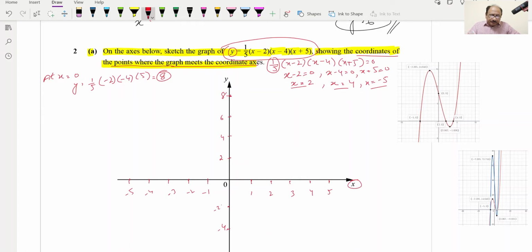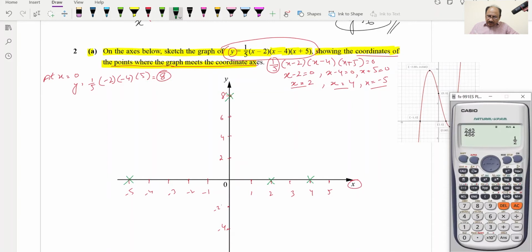Now we can figure out x is equal to 0, y is equal to 8 will be this point, and the other values are 2, 4 and minus 5: over here this is 2 and this is 4 and minus 5 is over here. So we need to figure out, we'll have to check for the values which are a little greater or lesser, right?